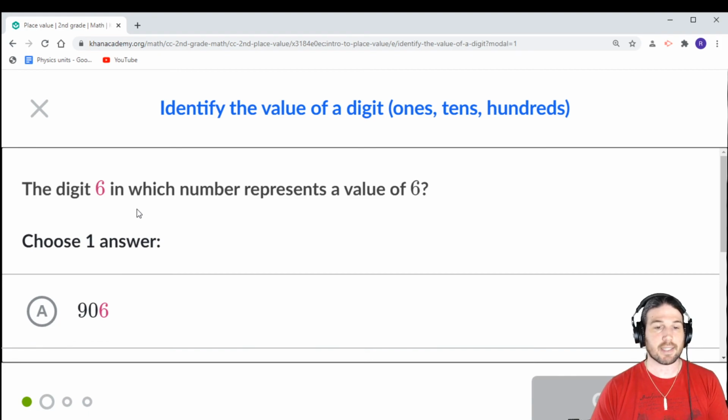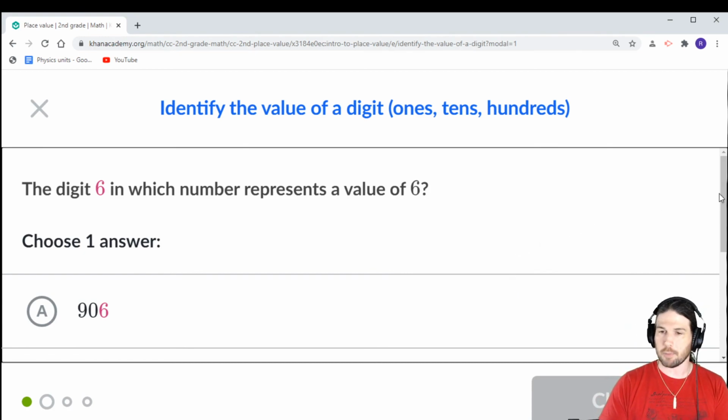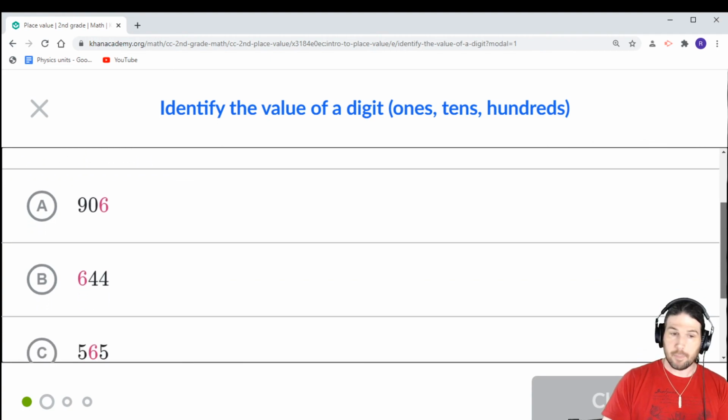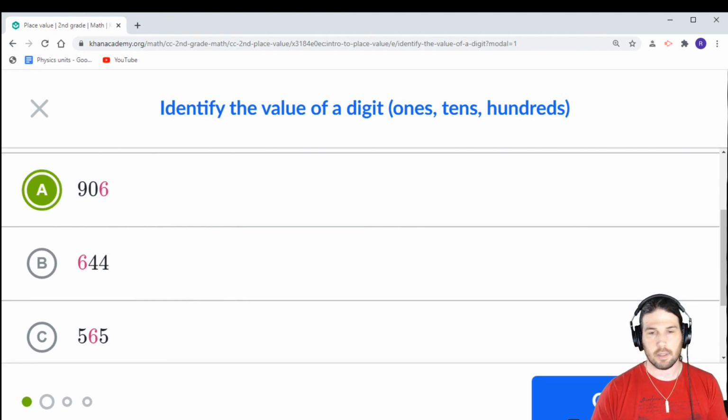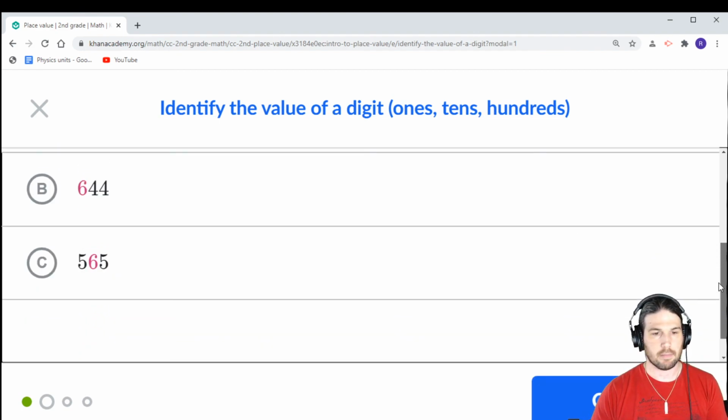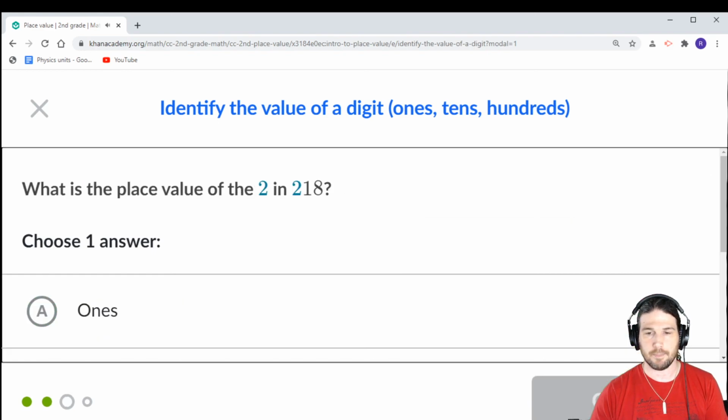The digit 6 in which number represents a value of actually 6? So we want it in the ones place, right? Looks like A is probably the way to go. B is in the hundreds place, and C is in the tens place. So A is correct. Making sure there wasn't a D.